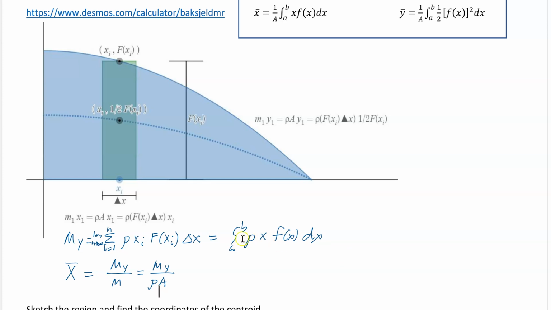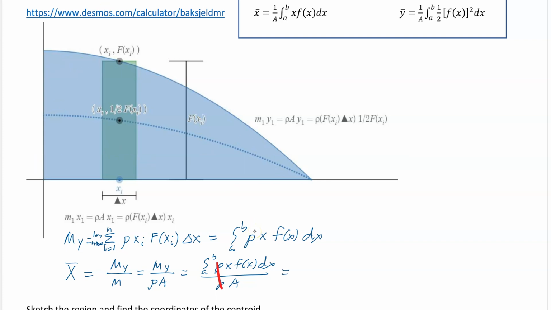Well, if you notice, there's already a rho sitting here, the density and the density. So what's going to happen is we're going to end up with the integral from a to b of rho x f of x dx, all over rho A, and they cancel. And so what does A represent here? A represents the integral of this entire thing. So it's the integral of our function.